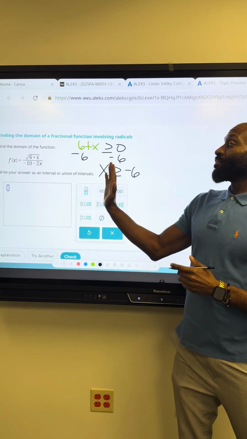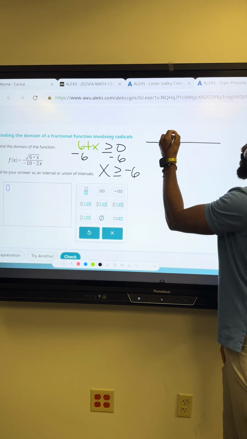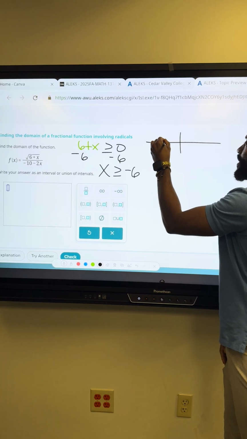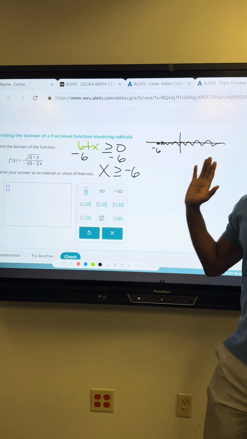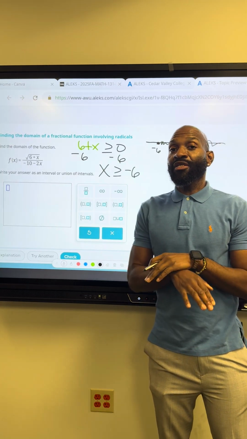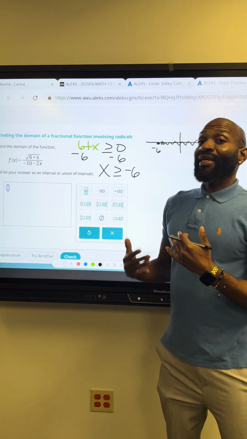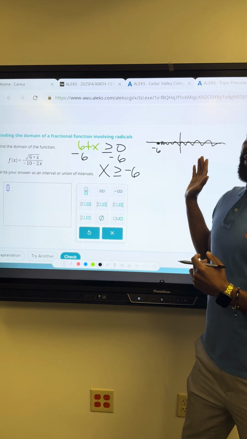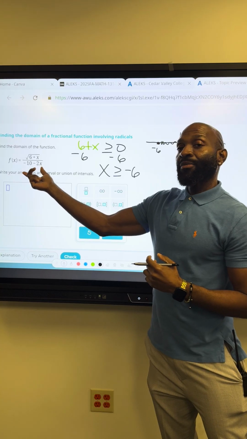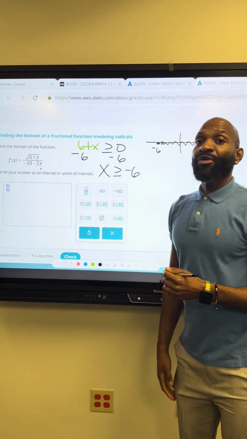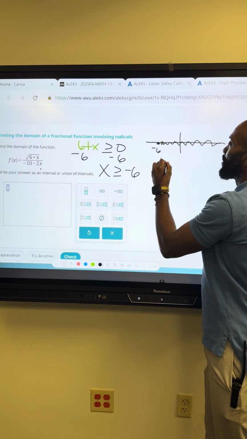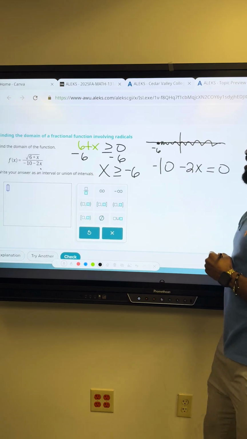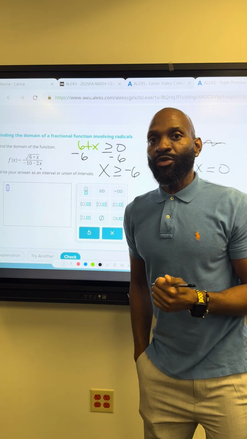So this is basically telling me what? Any number that's bigger than -6 or -6 is okay. That's what that says. All the numbers to the right of -6, including -6, is okay for my domain. But I can't stop there. I need to verify that there's not any other numbers I need to get rid of. And so that's when I set my denominator equal to 0, because remember, you can't divide by 0. So that means -10 minus 2x, and set that equal to 0 and find out what can't equal 0.